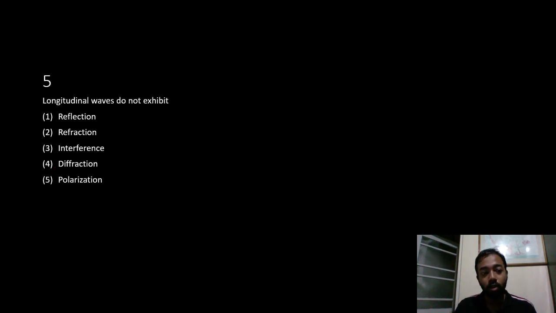Question number 5. Longitudinal waves do not exhibit. This is regarding the properties of waves. There are some properties of waves that you need to know, such as reflection, refraction, wave interference, diffraction and polarization. Out of these 5 properties, polarization is only shown by transverse waves but not by longitudinal waves. All the other characteristics are common to both transverse and longitudinal waves.